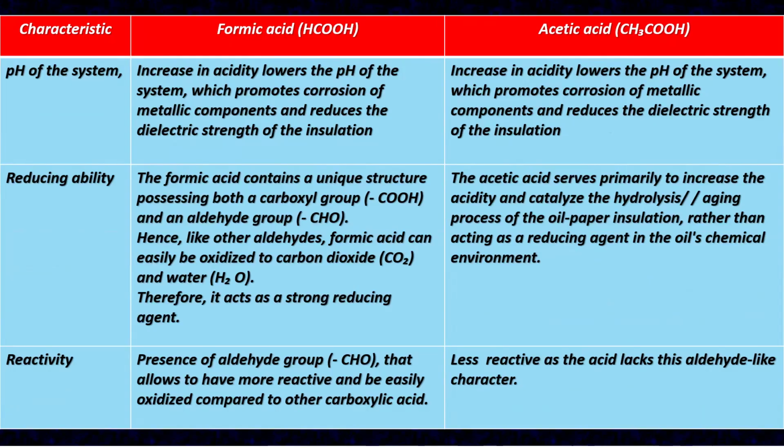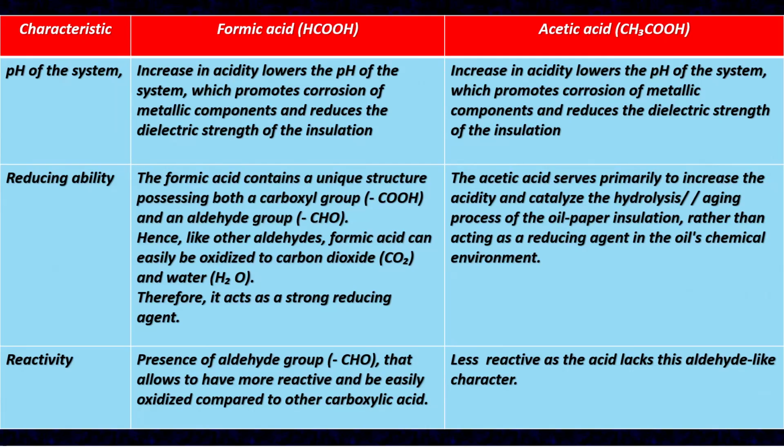Characteristics: pH of the system. In case of formic acid, increase in acidity lowers the pH of the system, which promotes corrosion of metallic components and reduces the dielectric strength of the insulation. Acetic acid, increase in acidity lowers the pH of the system, which promotes corrosion of metallic components and reduces the dielectric strength of the insulation.